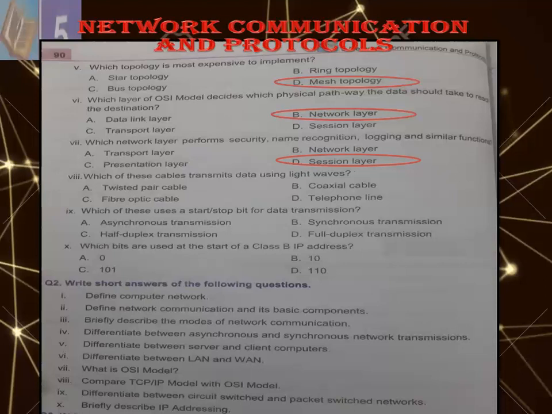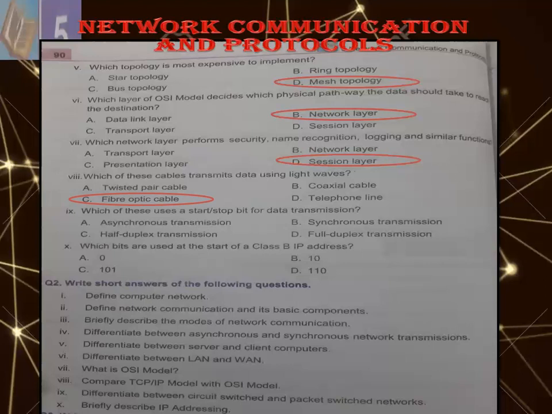Number eight: which of these cables transmit data using light waves? Twisted pair, coaxial cable, fiber optic, or telephone line? The answer is fiber optic cable. Fiber optic cable transmits data using light waves, light pulses.